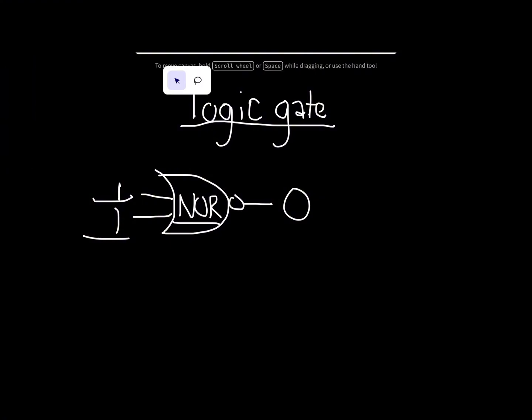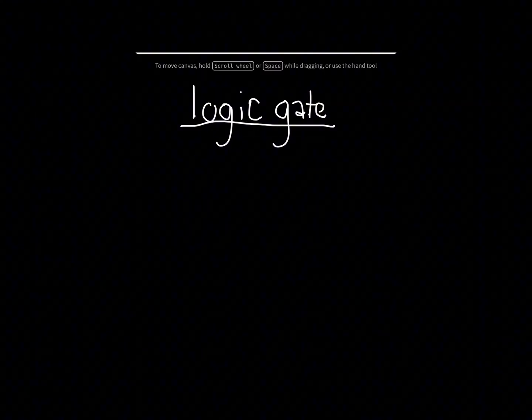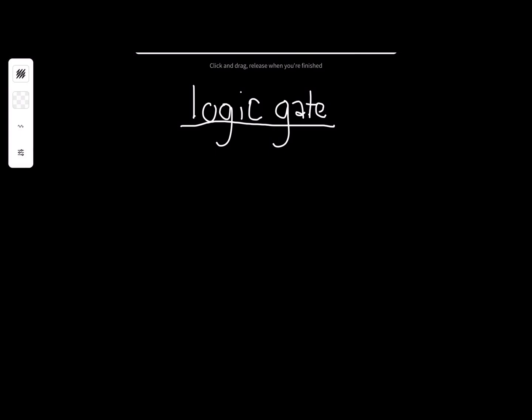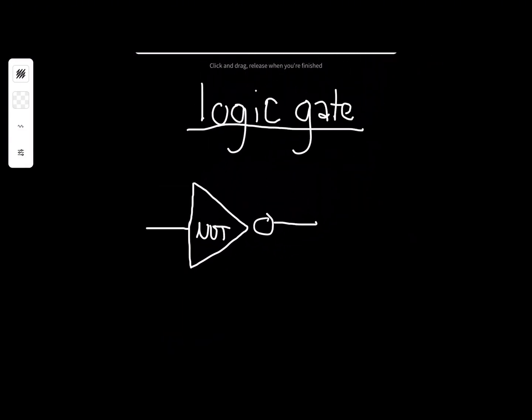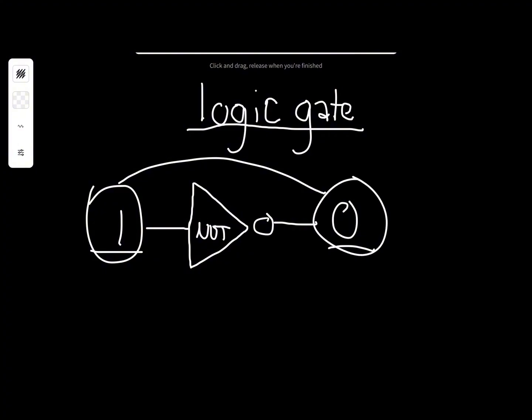Now we can do one more, and that'll be it for the day. This is an easy one actually. This is the NOT gate, and let's say we put a 1 into here. What do we get out? Well, the opposite of 1 is 0. So it's as simple as that really, because the NOT gate takes an input and returns the opposite of that input.